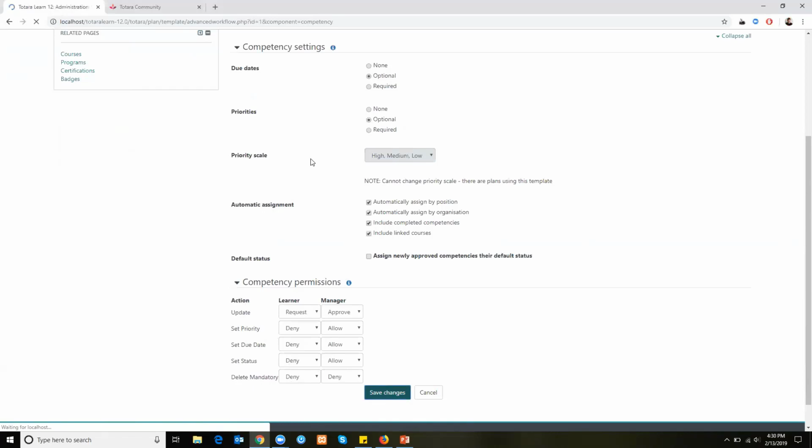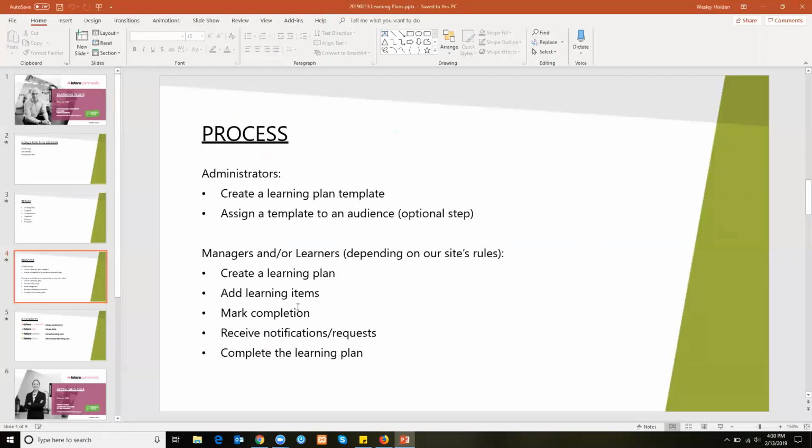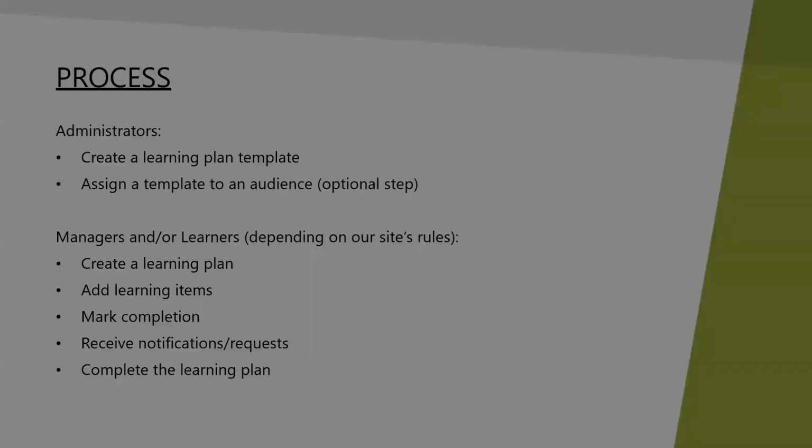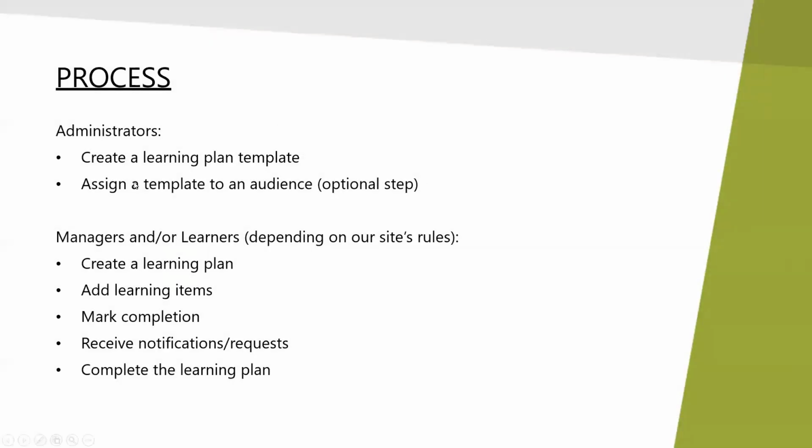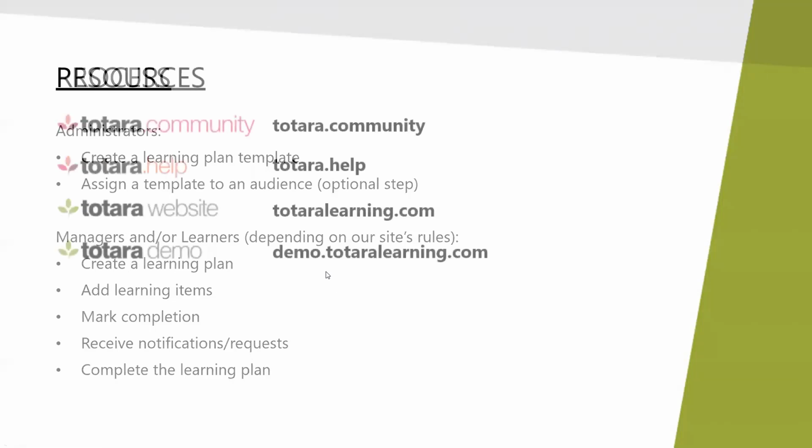So we go through, and the process is, let me pop it back up again, that the administrators need to go and create their learning plan template. They may be able to assign a template to an audience if they choose to, meaning that the 300 users in this audience should all get a learning plan created based on a particular template. When the learning plans are created for those users automatically, they will not have any content in them unless there are competencies linked in. Managers and learners create the plan, add the learning items, mark completion. They'll receive notifications and requests like we saw, and then they can mark the learning plan complete as needed.